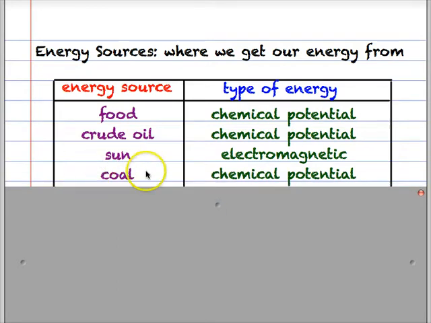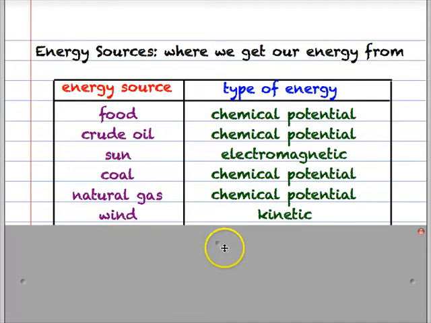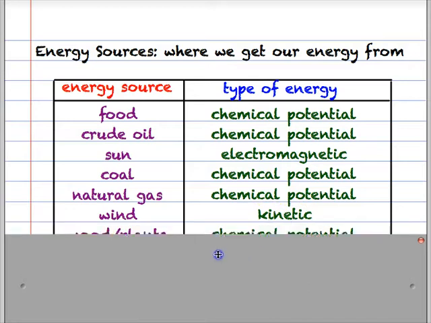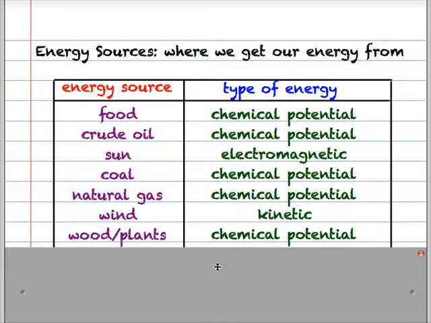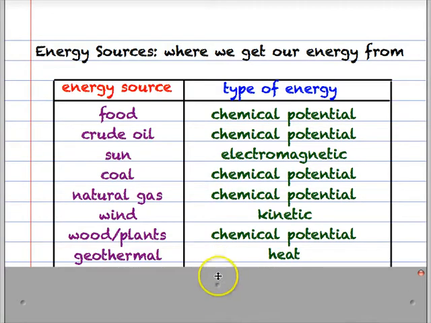Coal, again, dug up, ancient trees. We burn the coal, we release the chemical potential energy that's stored inside. Natural gas, again, a fossil product created after many millions of years. We burn it, releasing the chemical potential energy. Wind, moving air, has moving energy, kinetic energy. Wood and plants that we might burn, again, chemical potential energy. Geothermal energy, the inside of the earth is hot. It has a lot of heat energy there. We can tap into that.